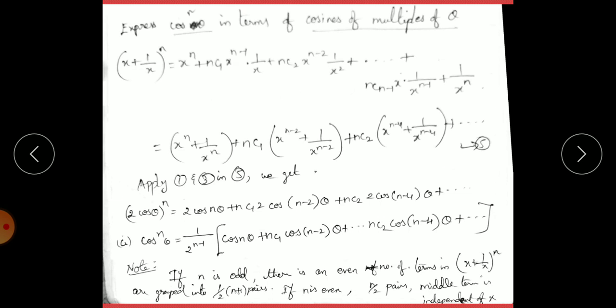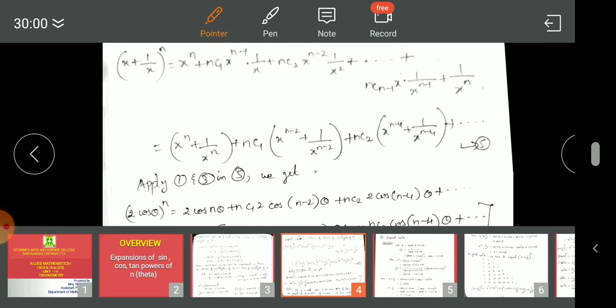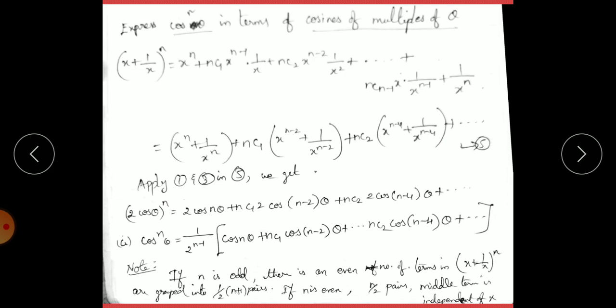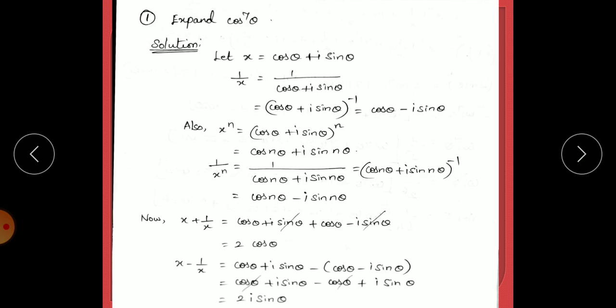So this is the introduction part, and you should know these things, especially this one. This is very very important. Instead of this method, we are going to use a different method, that is, Pascal's triangle, which is very much easier than this one, so I am going to use that for you.